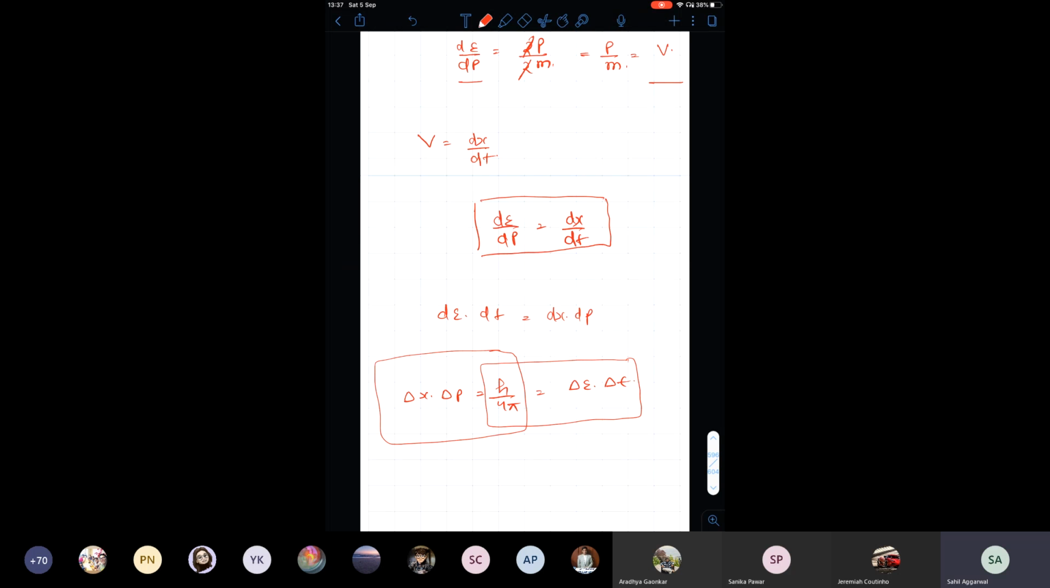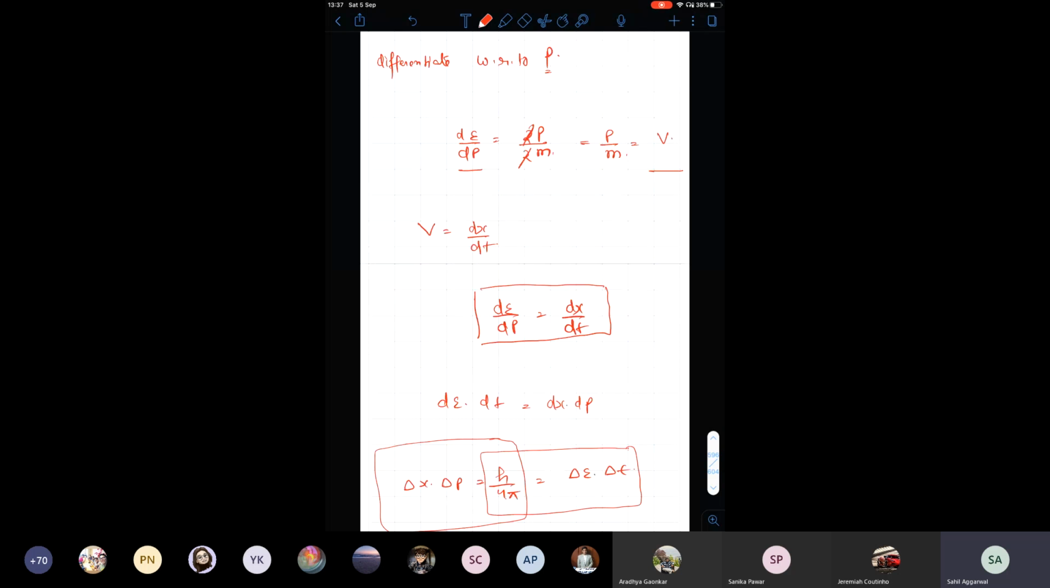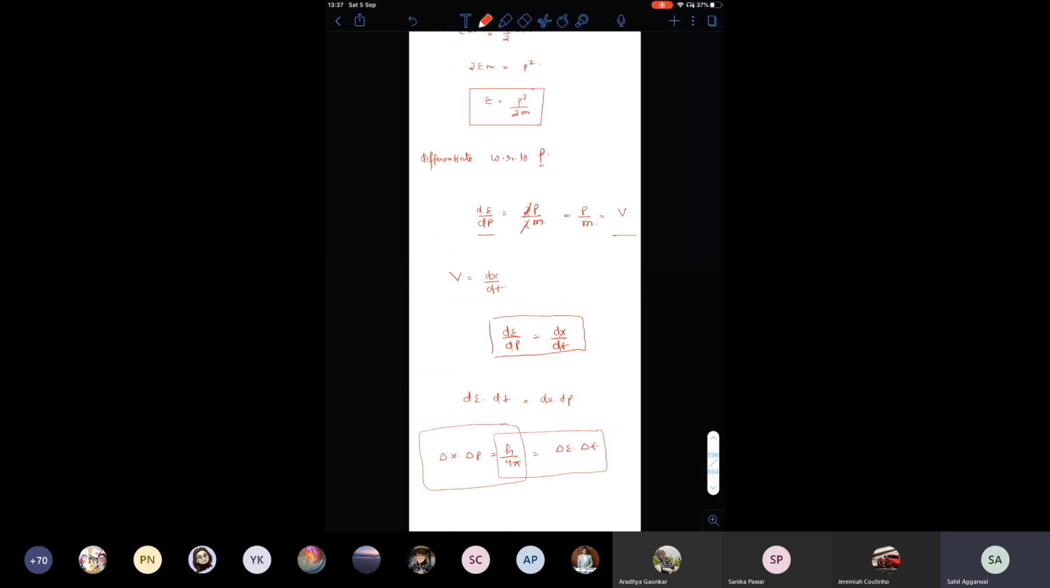Now read it from the starting. If there is any doubt, you can ask. How is dx dot dp equal to de dot dt?